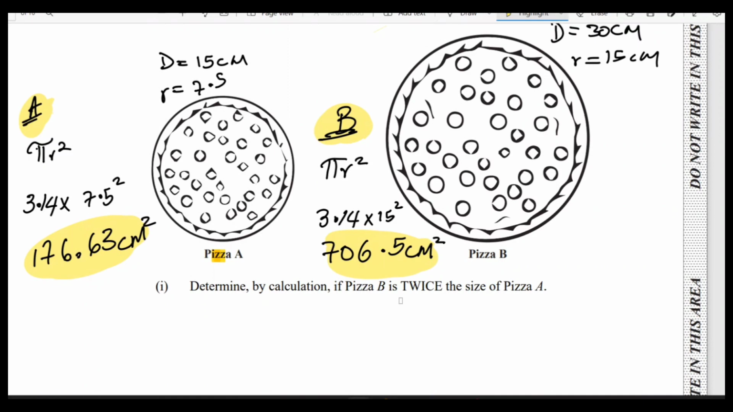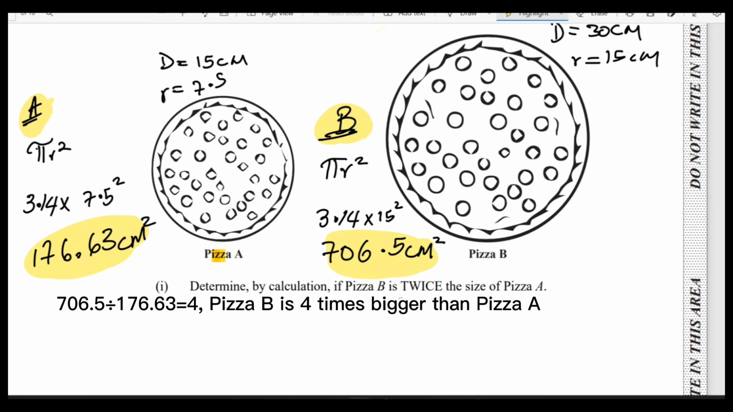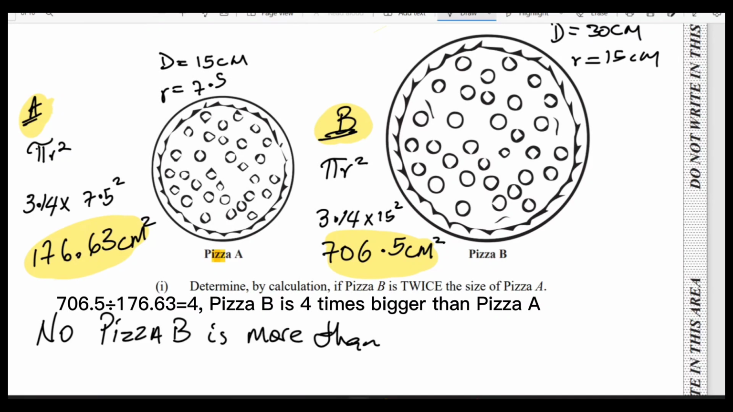So we want to determine now if pizza B is twice the size of pizza A. It's more than twice the size of it. So we have to say no to that question because it's actually more than twice the size. So we have to respond to the question. So no. We want to say that pizza B is more than twice pizza A's size. Let me write it better.